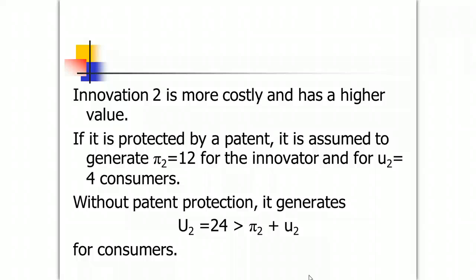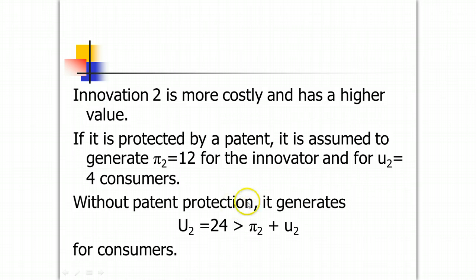Innovation 2 is more costly, but also has a higher value. It takes an R&D cost of 36 to produce, but it also provides greater value, greater benefit. If it is patent protected, it is assumed to generate profit equal to pi 2, equal to 12, for the innovator. So he'll earn a profit of 12 in each time period, and a utility of 4 for consumers. So the supernormal profit, the monopoly profit, is 12 in each time period, and the benefit to the consumers of innovation 2 is 4 in each time period.